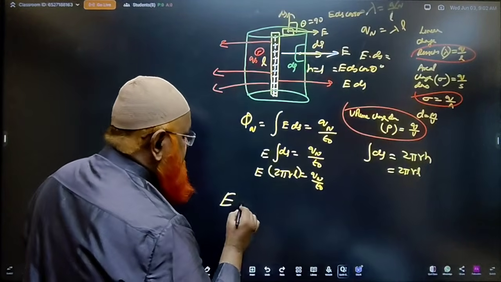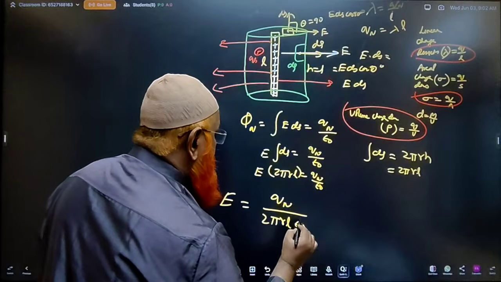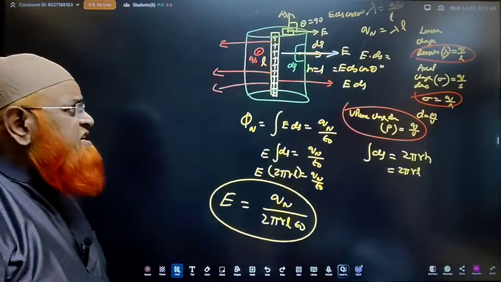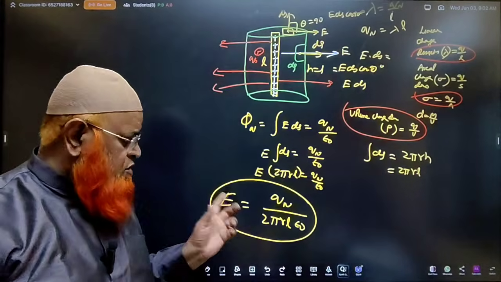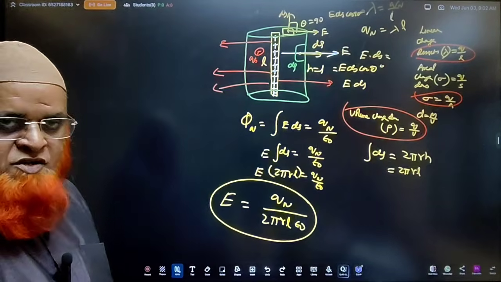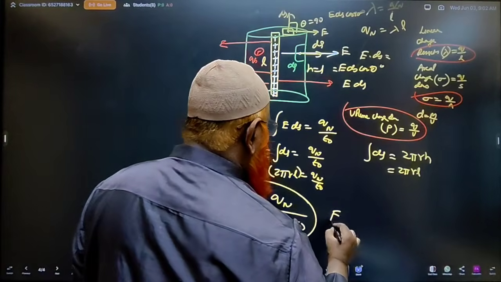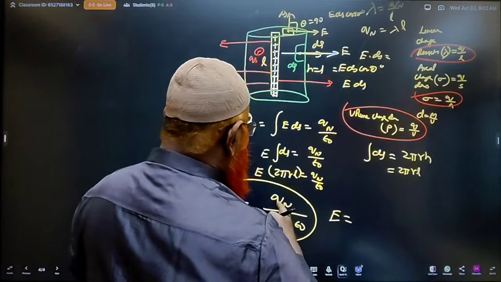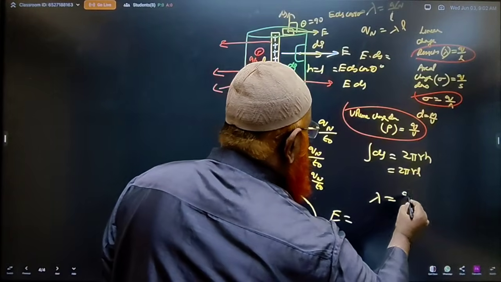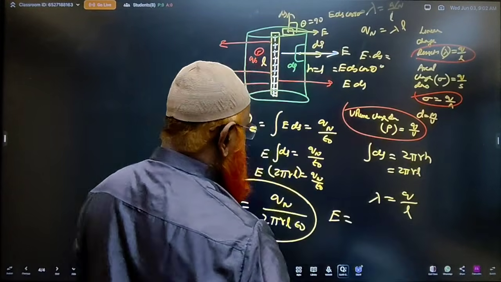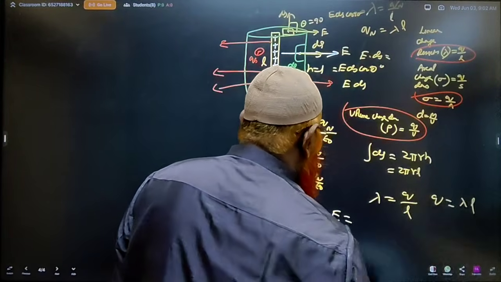Next, electric field intensity is nothing but Q net by 2 pi r l epsilon naught. This is going to be the electric field intensity because of a line of charge. I used Gauss law to prove this. Understood what I am saying now? So the simple formula is E equals Q by 2 pi r l epsilon naught. What is lambda? Lambda is charge per unit length. Am I right or not? Then what is the charge? Q is equal to lambda L.